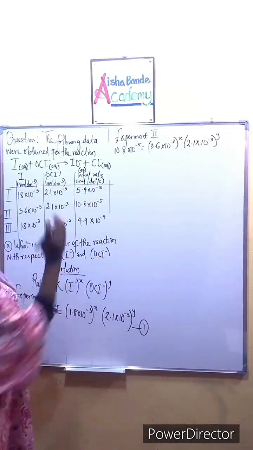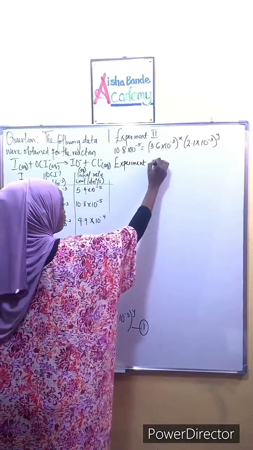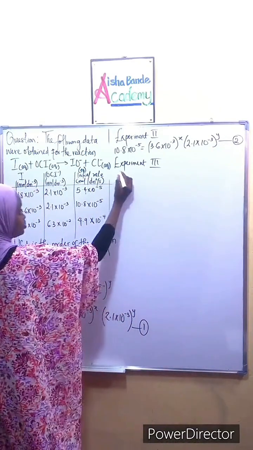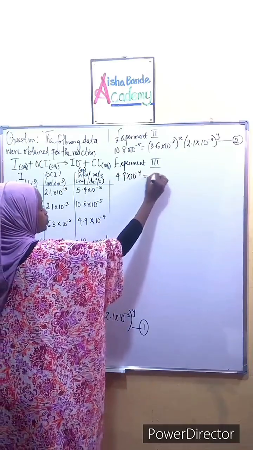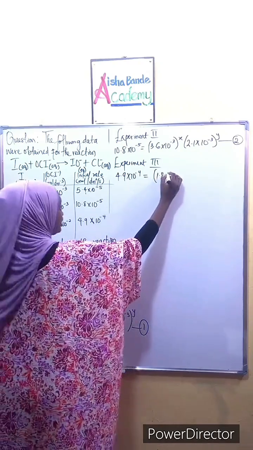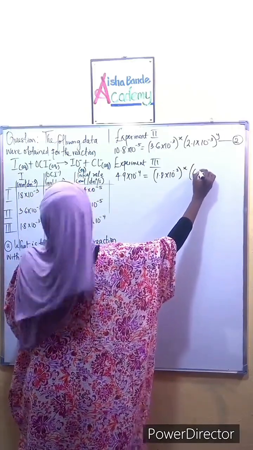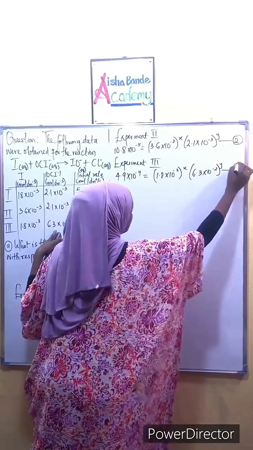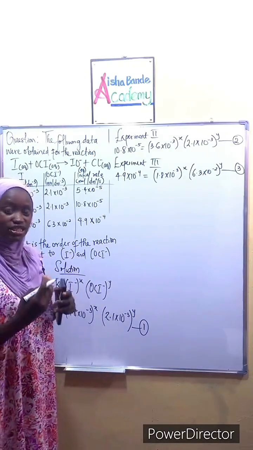Okay, so now let's move on to the next experiment, which is the last one, experiment 3. Before that, remember this is going to be our equation 2. So for experiment 3, the rate is 4.9 times 10 to the power of minus 4 equal to the concentration for I minus, which is 1.8 times 10 to the power of minus 3 raised to the power of X, multiplied by the other reactant, which is 6.3 times 10 to the power of minus 2 raised to the power of Y. So this is our equation 3. So from here now we can see that we have our 3 equations. So now we can solve and get our answers.